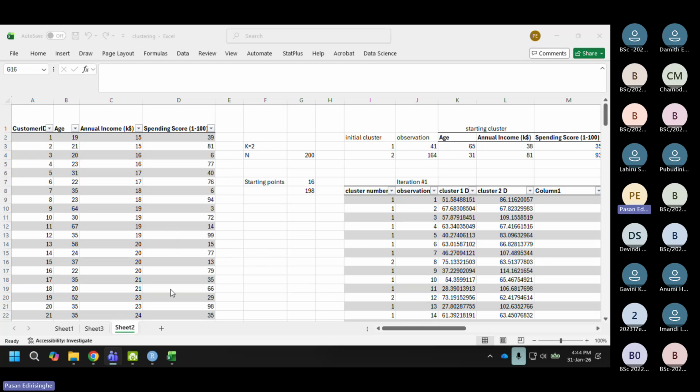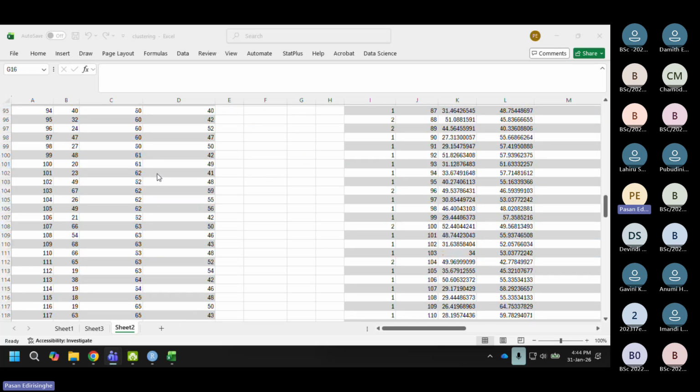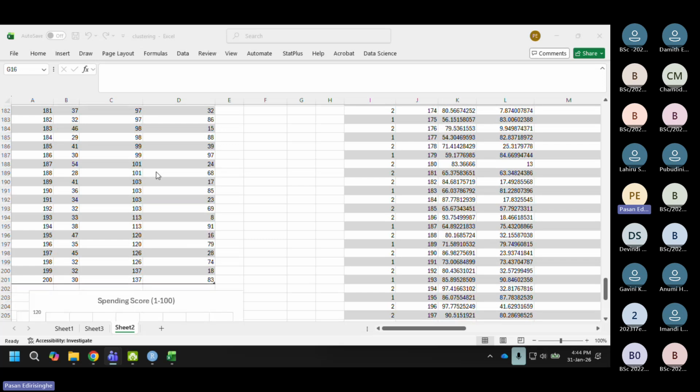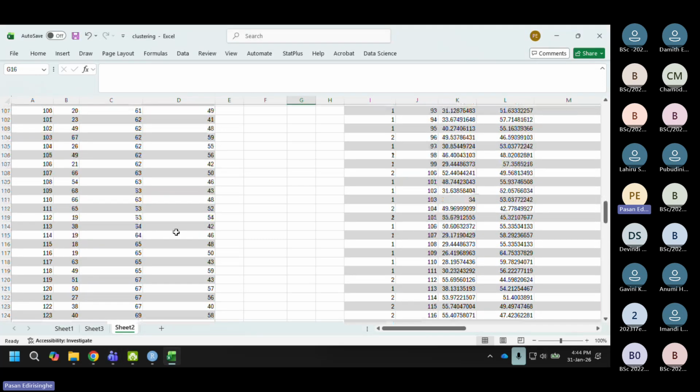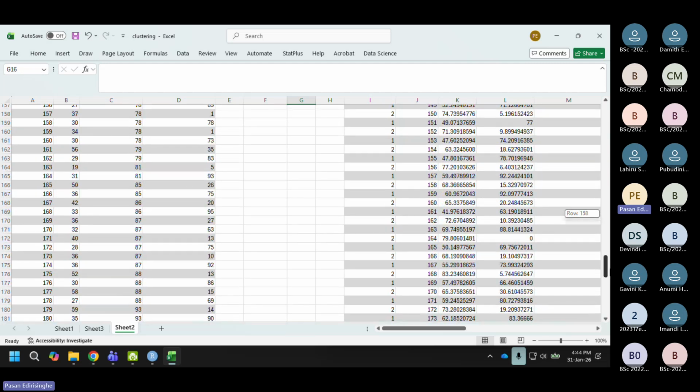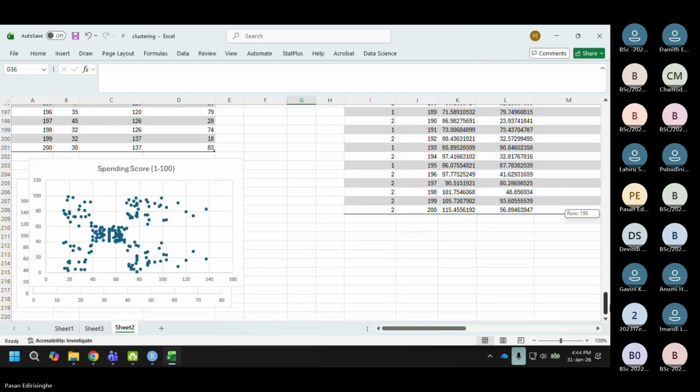So let's continue with this technique here. Now imagine we have a bunch of variables here. I have three variables. I'm taking three variables: age, annual income, and spending score. And I'm putting a number here as the customer ID, right? So altogether I have 200 observations, right?